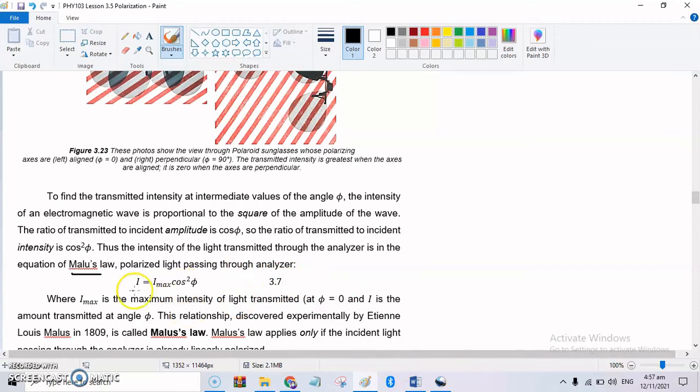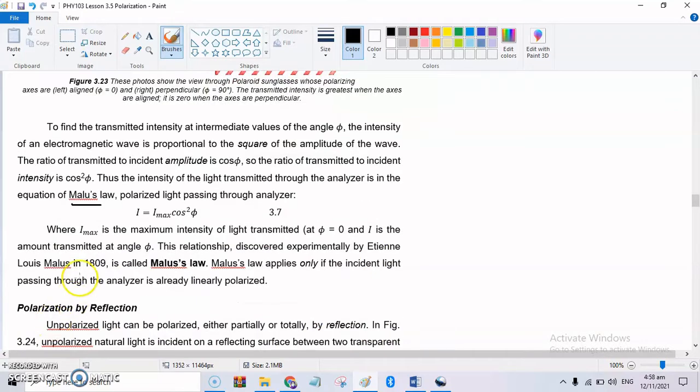Equation 3.7 is the relationship of a polarized light: intensity is equal to maximum intensity times cosine squared phi, where I max is the maximum intensity of light transmitted at phi equals 0, and I is the intensity transmitted at angle phi. This relationship was discovered experimentally by Etienne Louis Malus in 1809 and is called Malus' law.